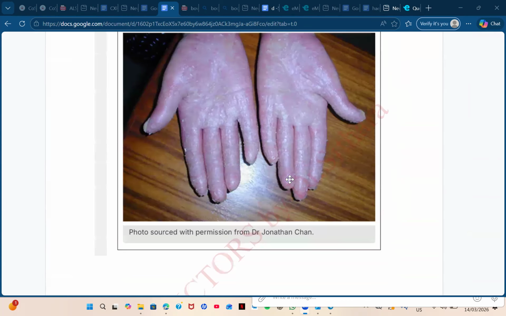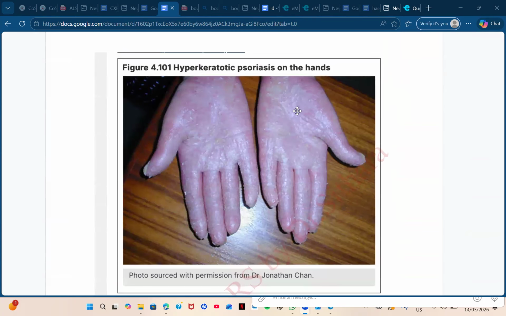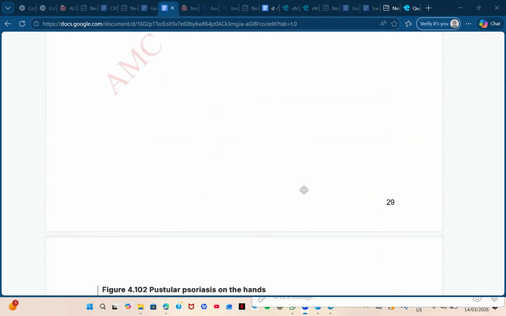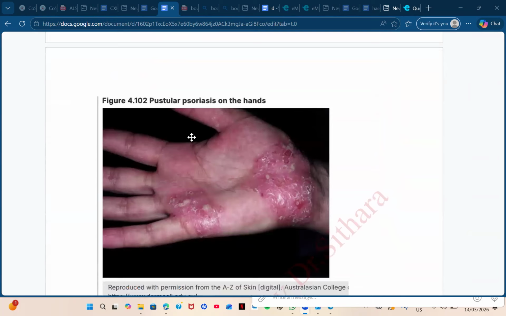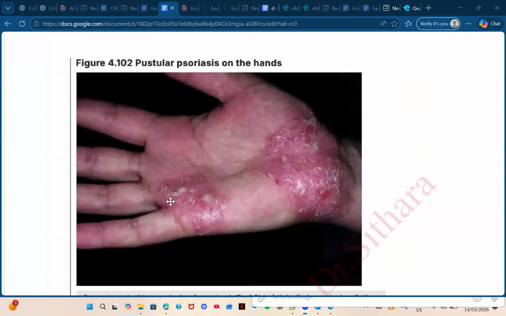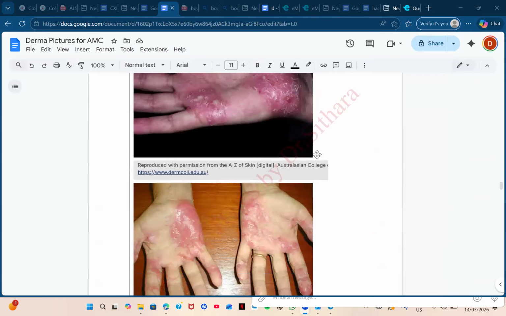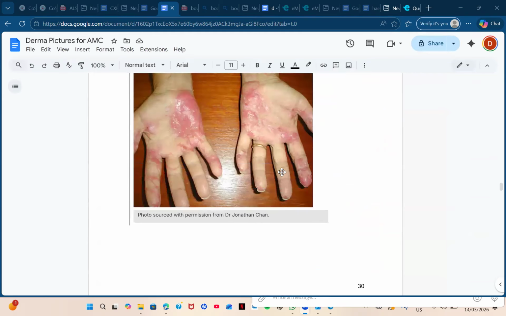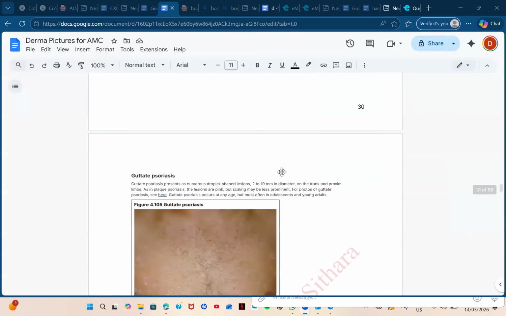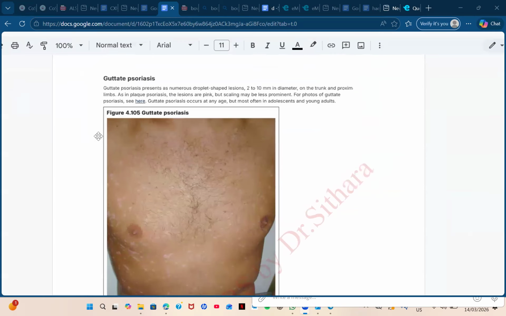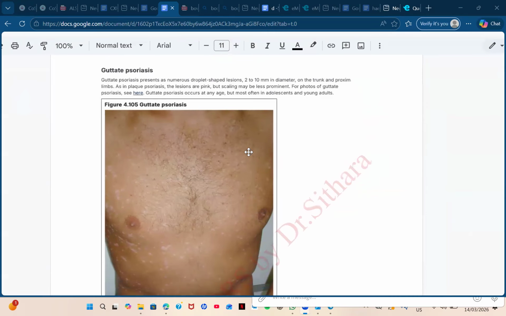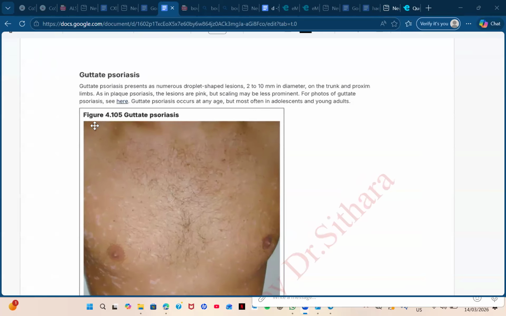Scalp psoriasis. And this is hyperkeratotic psoriasis of the hand. And here, these are the pustular psoriasis of the hand. Here, you can see these pustules, right? Here, pustular psoriasis. Then, here also pustular psoriasis. And you have this guttate psoriasis. There's a question, as I remember, in e-medicine as well about this guttate psoriasis.